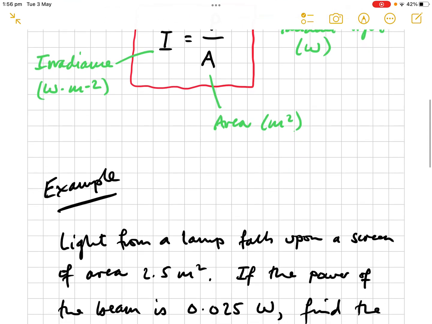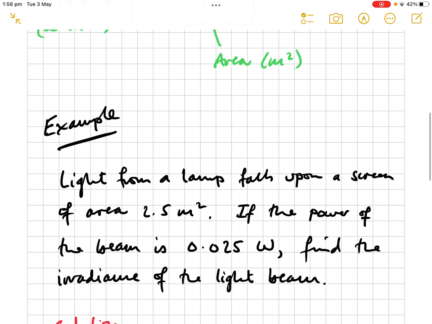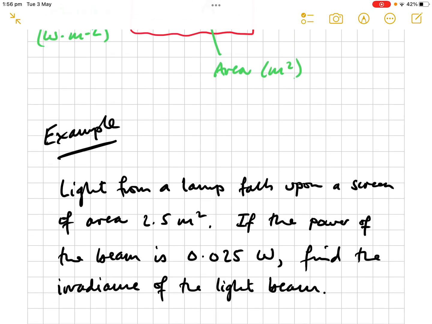Let's have a look at an example then to see how the equation works. So, light from a lamp falls upon a screen of area 2.5 meters squared. If the power of the beam is 0.025 watts, find the irradiance of the light beam.